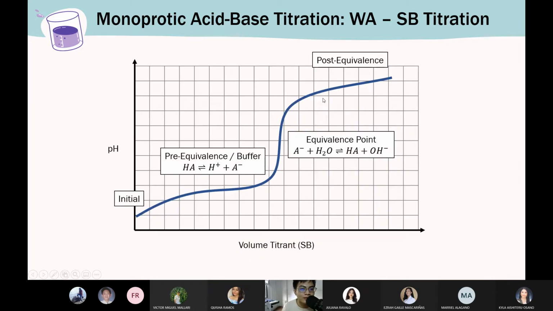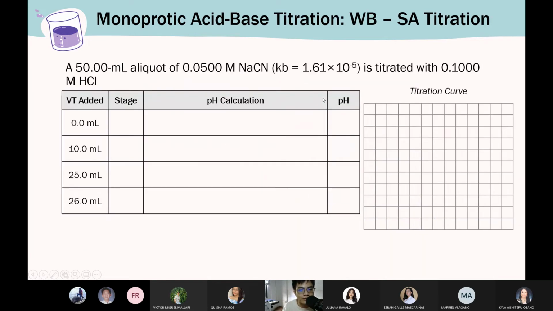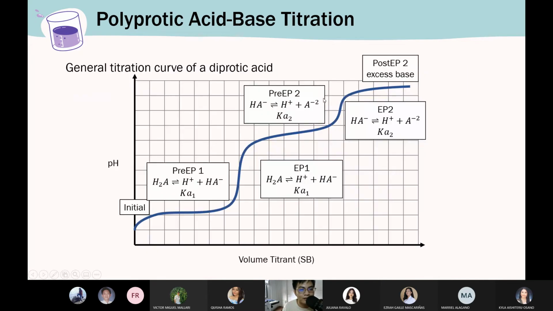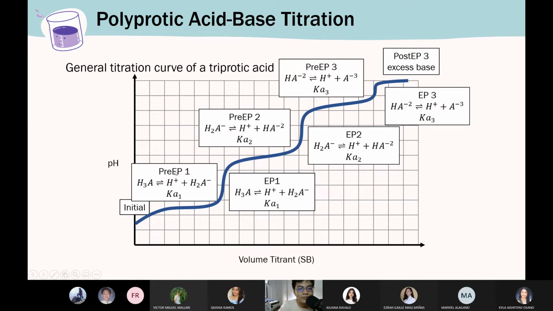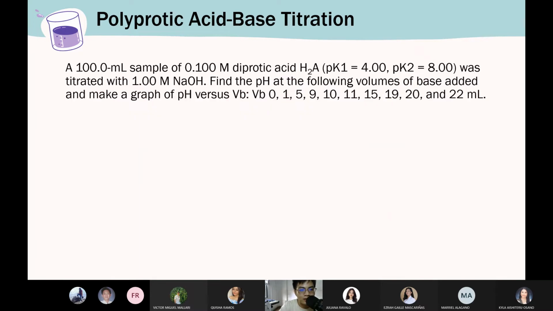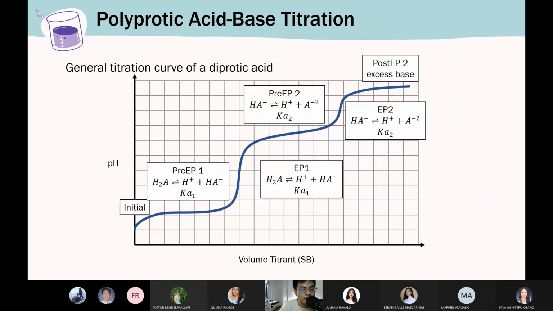Pero di-discuss natin to next time, ha? Mas malala yung kaganapan dyan, pero kaya yan. Then for polyprotic, sobrang dami na ng equations, like ganyan siya karami. But don't worry, hindi tayo gagawa ng ganito kalala. Hindi natin gagawin yan. Huwag natin pahirapan ang ating sarili. So monoprotic lang talaga tayo.